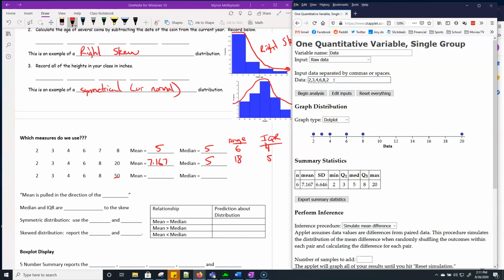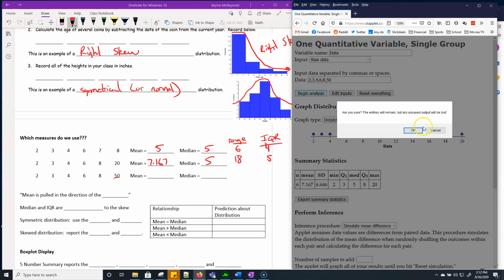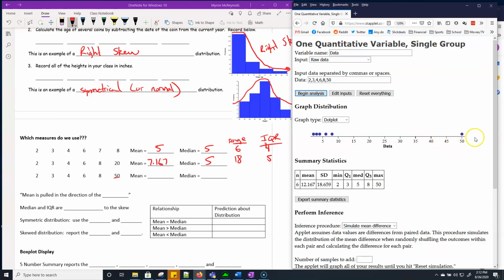So the outlier got even bigger and skewed it even more. 2, 3, 4, 6, 8, 50. And begin analysis. And look at our graph, we got it way out here now, this number all by itself. That's an outlier for sure. And it's skewing the data to the right, because we got a long tail for the data all the way to 50. And look at the mean now, 12.167. And the median is still not affected, it's still 5, because the middle number, if you chop in the middle right here between 4 and 6, that'd be 5, right?